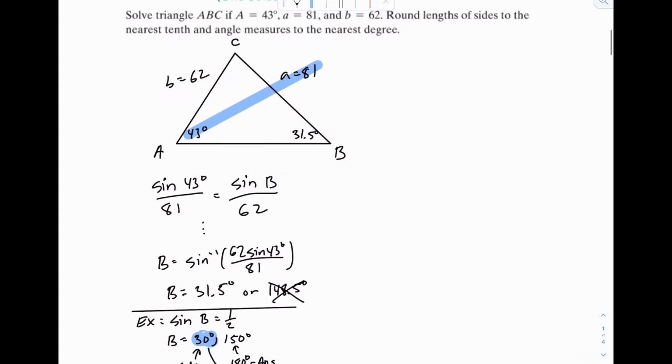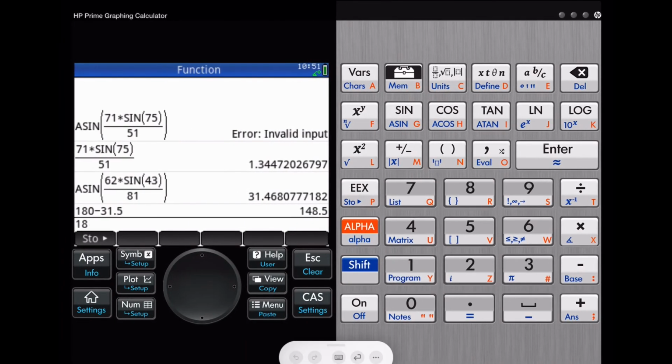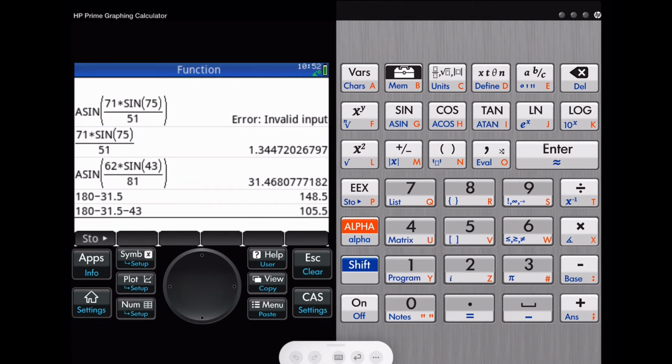Now we keep going. Now I got to figure out angle C. So just do 180 minus these two. So let's do 180 minus 31.5 minus 43, 105.5.